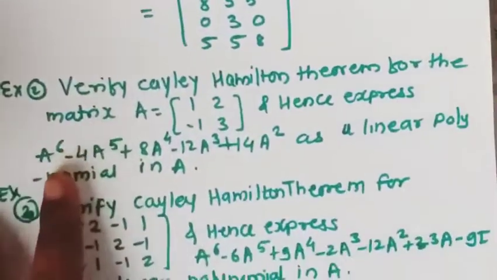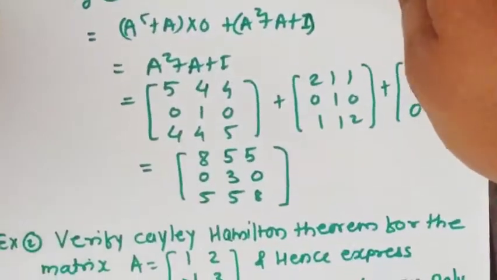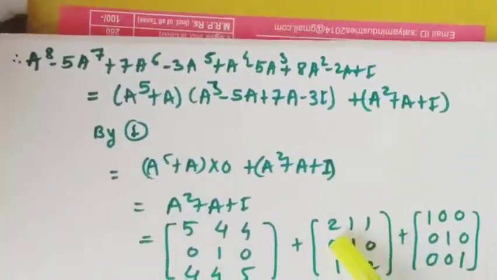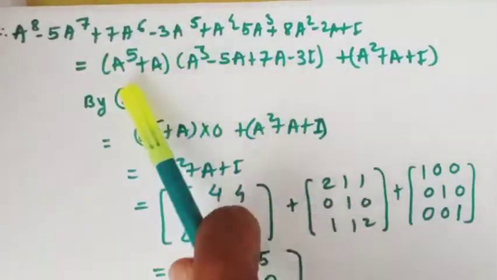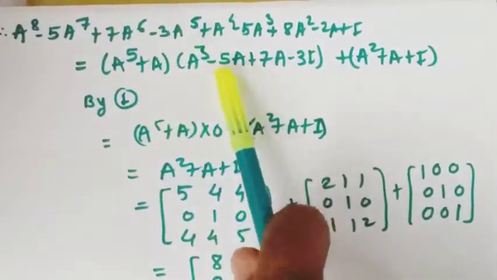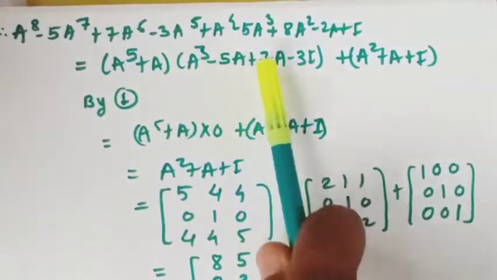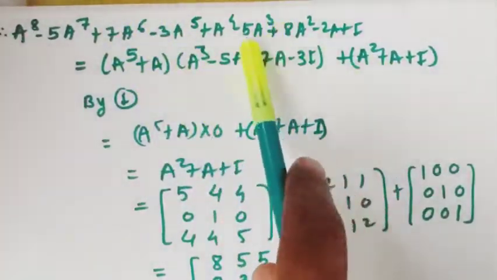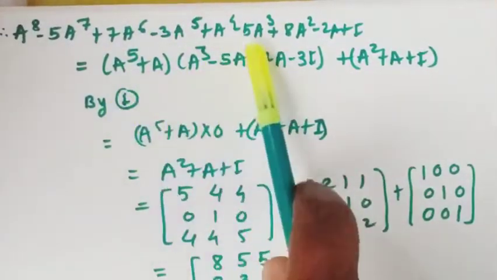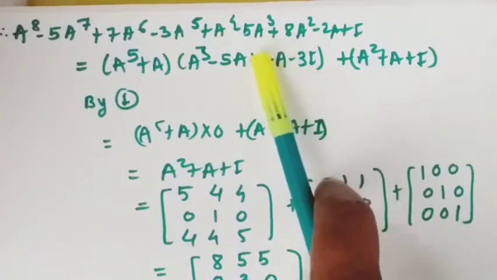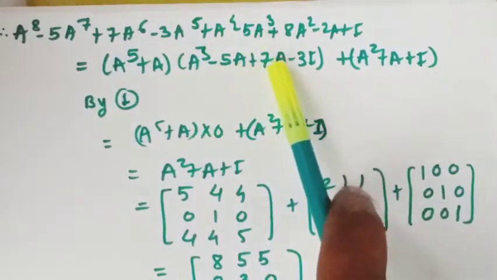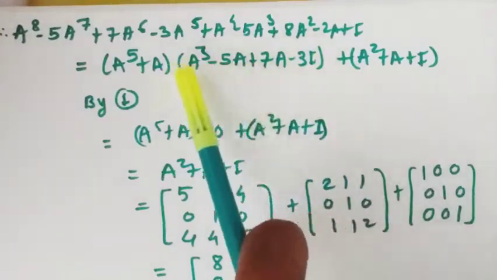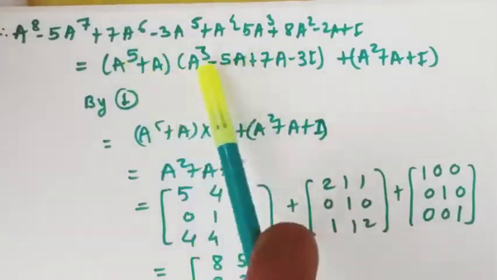So after using this rule, dividend is equal to quotient into divisor plus remainder. Dividend is your given expression. This is the dividend, equal to quotient into divisor, this is the quotient, this is the divisor, plus remainder. Now this value is equal to this value, right? And this value is 0. By equation 1 we know this is the value after using the Cayley-Hamilton theorem, and this value is equal to 0. So by equation 1 it is 0, hence 0 into anything is 0.